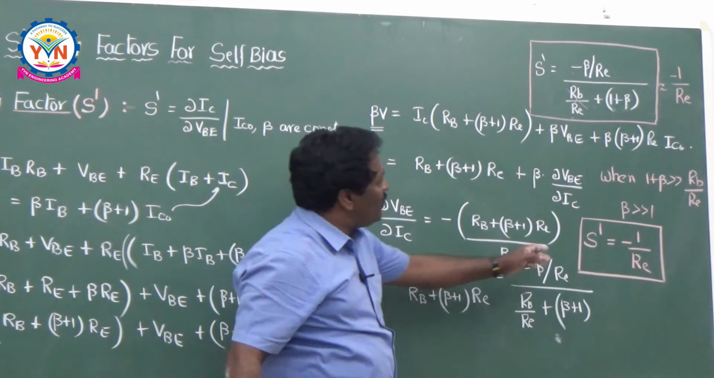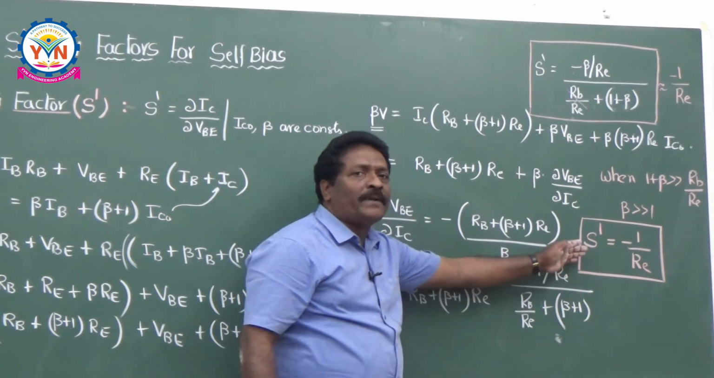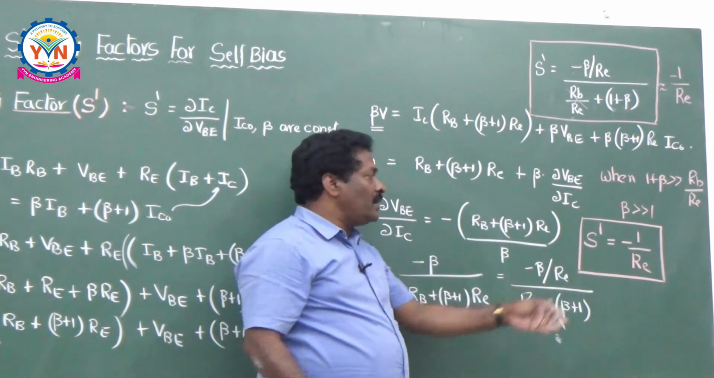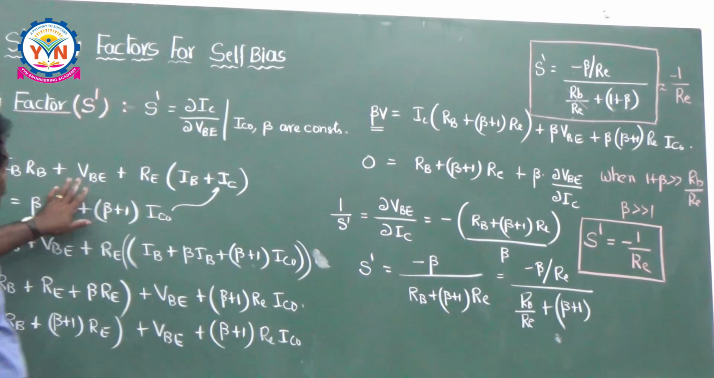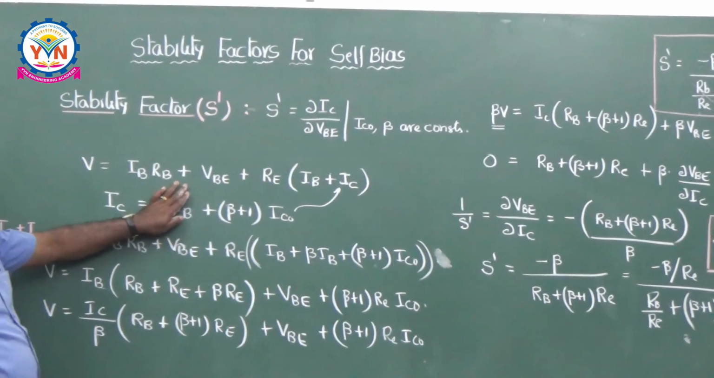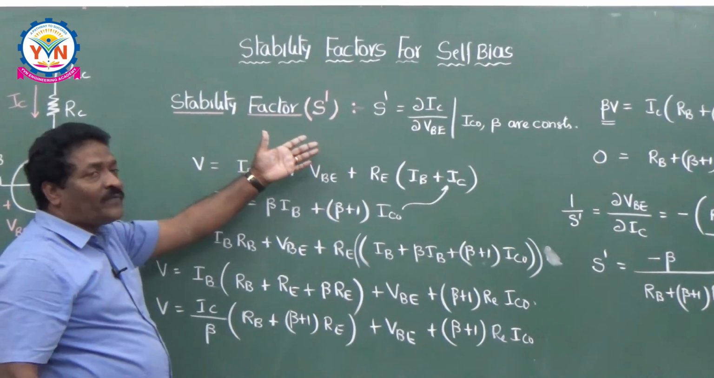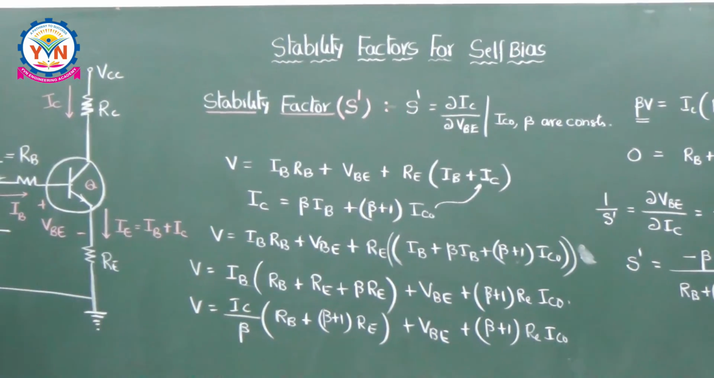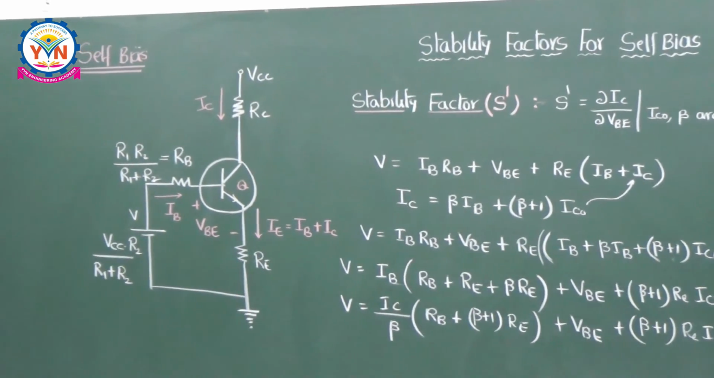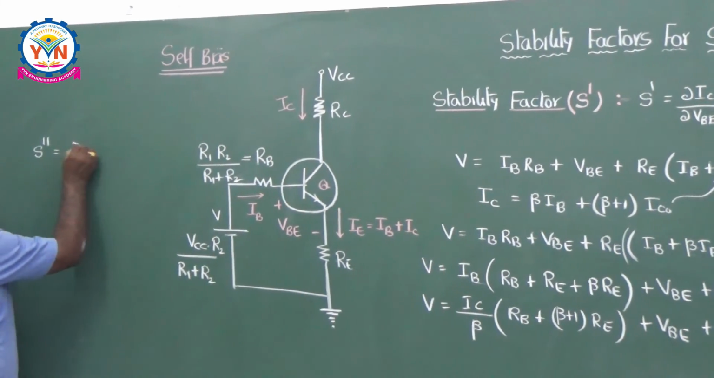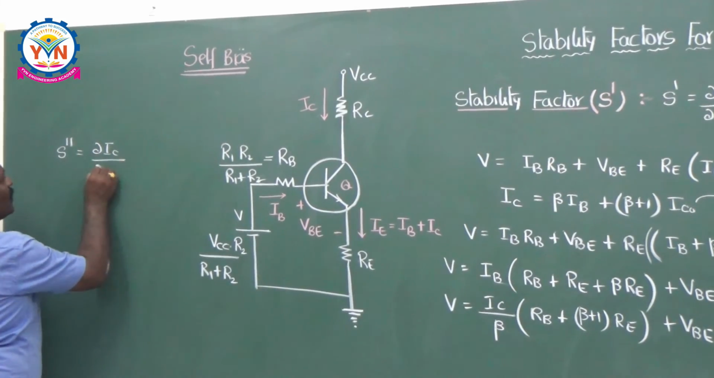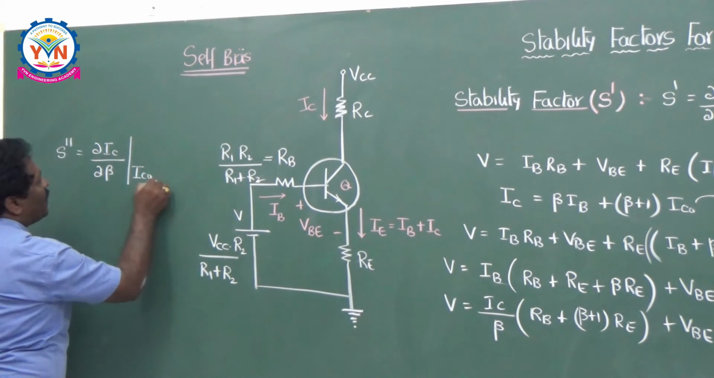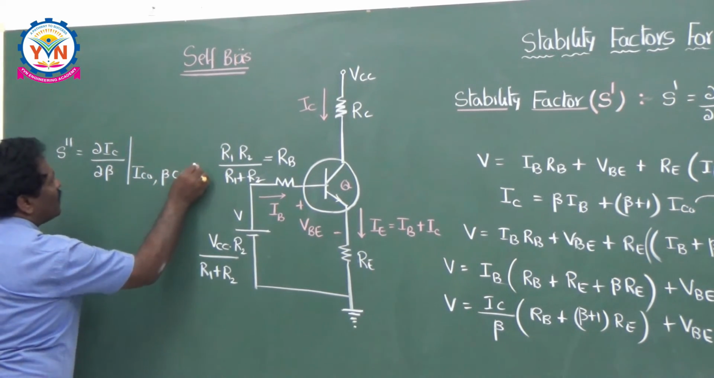S dash means you know very well, it is the variation of IC with respect to VBE. This way you have to develop the expression for your S dash. Similarly, you take the same expression here, and if you are going for the next stability factor, that is nothing but S double dash. So what is S double dash? S double dash is equal to dou IC by dou beta when IC naught and VBE are constants.